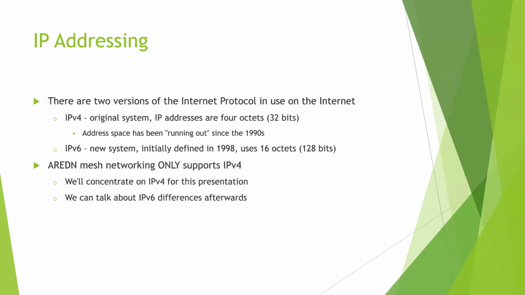All right. So let's talk about IP addressing. There are 2 versions of IP addressing, or internet protocol, in use on the internet today. There's IPv4 and IPv6. IPv4 was the original system. The IP addresses are 4 octets long, or 32 bits. If you look at an IP address and it's like 20.219.18.7, that's an IPv4 address. Okay.